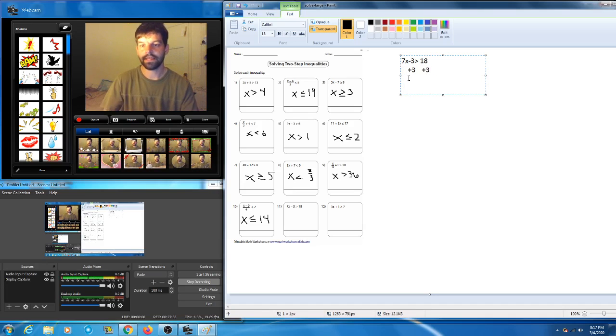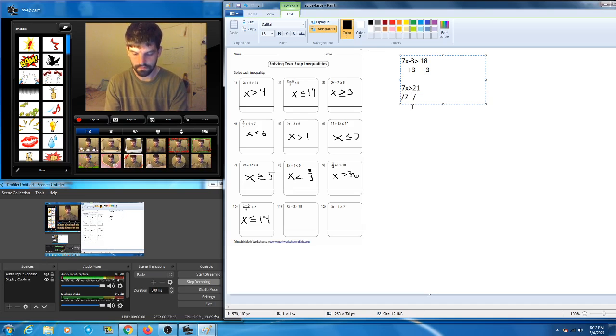And again, that cancels out the 3's on the left, so that's going to give us 7x is greater than 21. We'll divide both sides by 7, and we'll get that x is greater than 3.